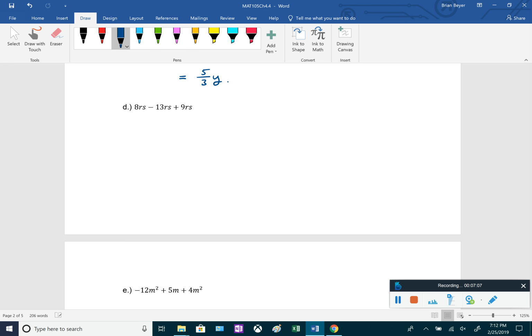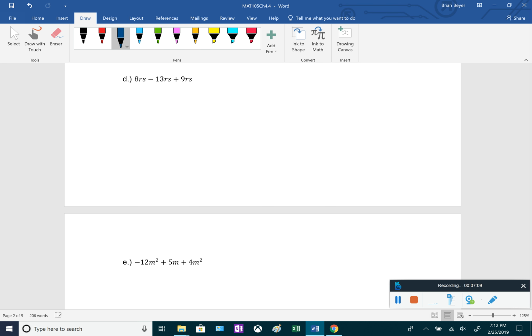Next one, make them get a little bit harder here. We have 8rs minus 13rs plus 9rs. So all of these terms are rs terms, so they can be combined. 8 minus 13 is negative 5. Negative 5 plus 9 is positive 4. So it's 4rs.